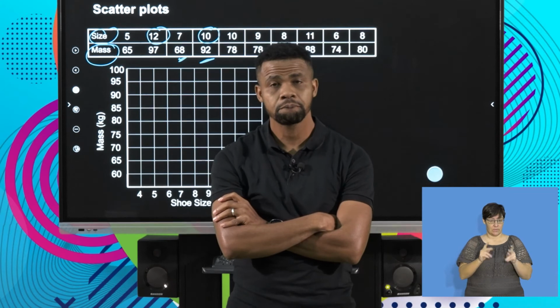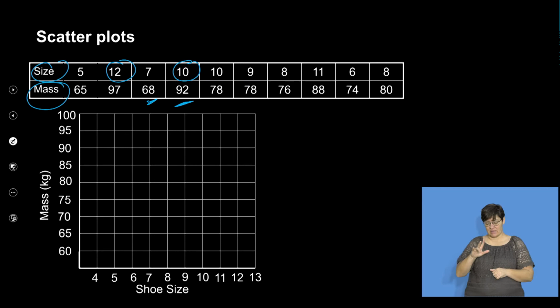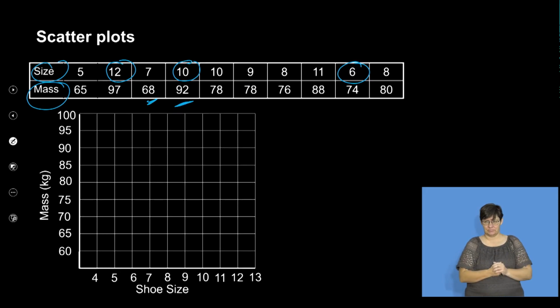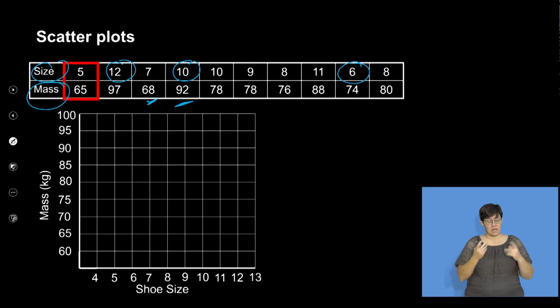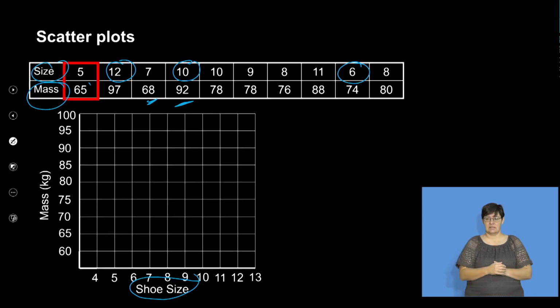Okay? Size 5, 65 kilograms. But also look at that. Size 6, 74 kilograms. Okay. Let's see how we represent this on a scatter plot. We're going to start with 5 and 65. Size, which is shoe size, is the independent variable on the x-axis, and mass in kilograms is the dependent variable on the y-axis. You can see that.